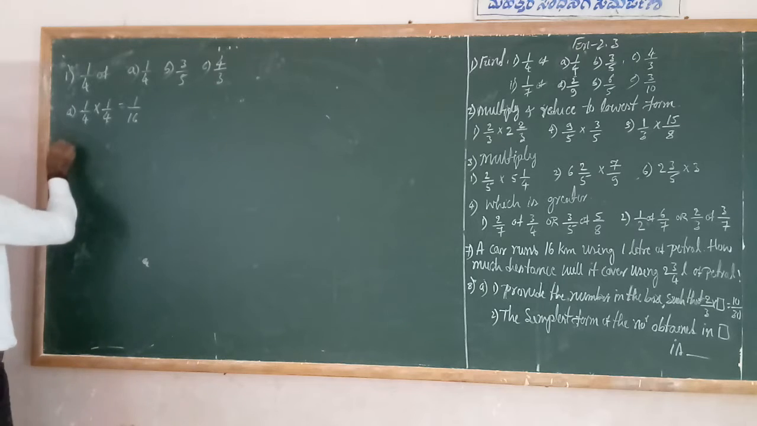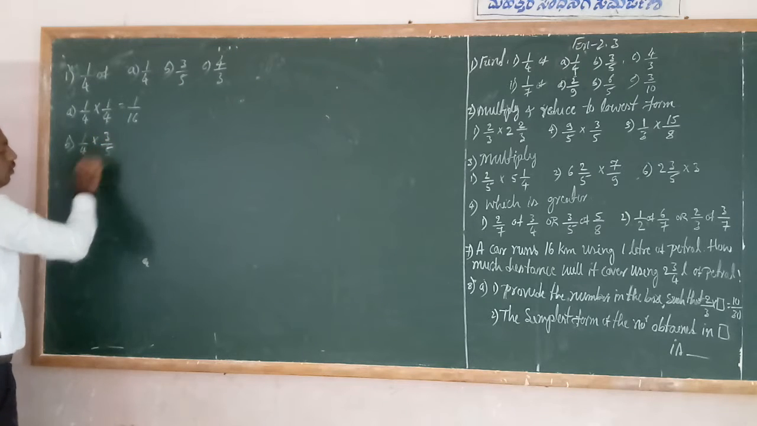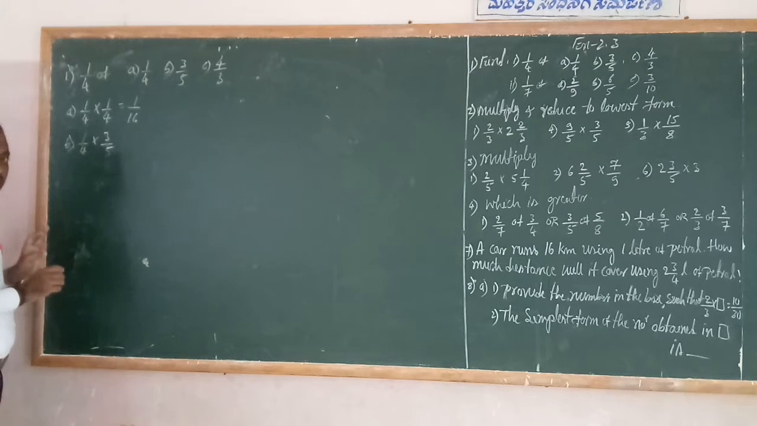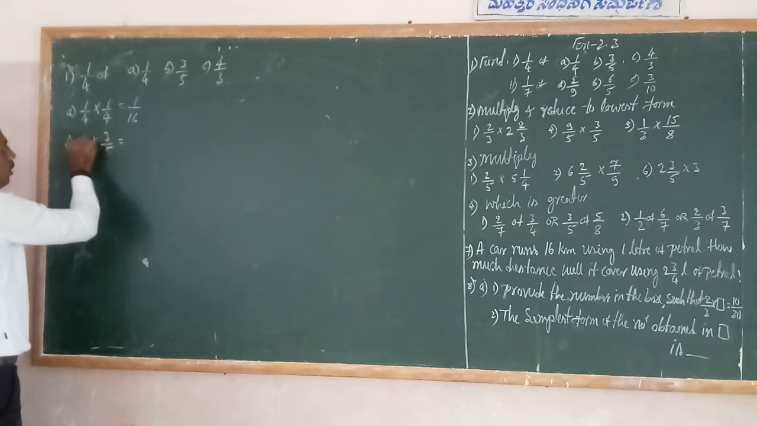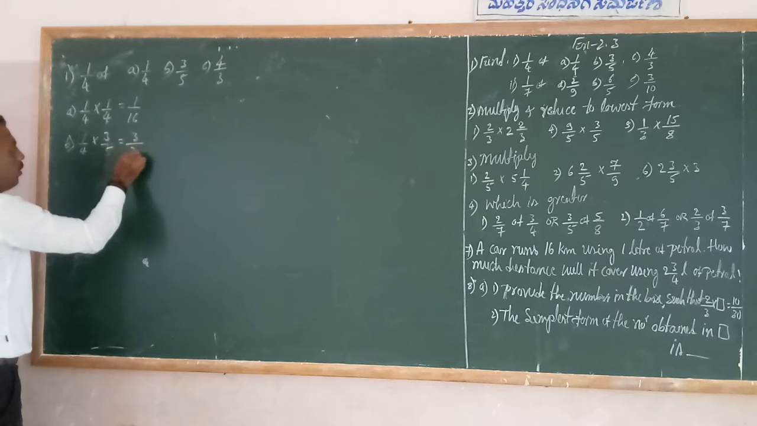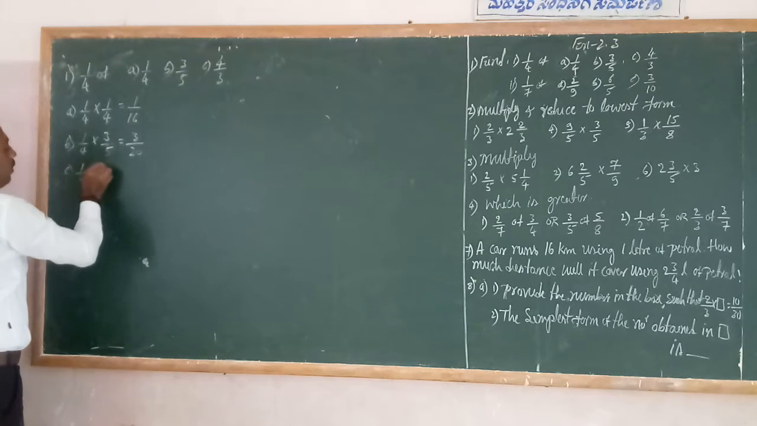Is it right? The next, B: 1 by 4 of 3 by 5, "of" means into. 4 and 3, 5 and 1: no number is going from the same number, so I have to multiply numerator by numerator and denominator by denominator. 1 into 3 is 3, 4 into 5 is 20. Therefore, 3 by 20.